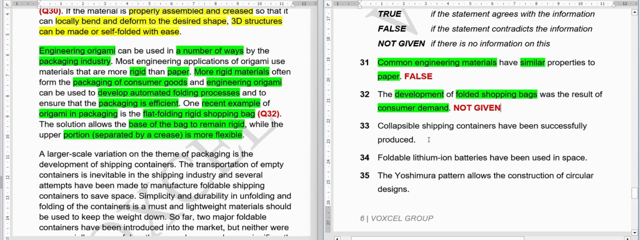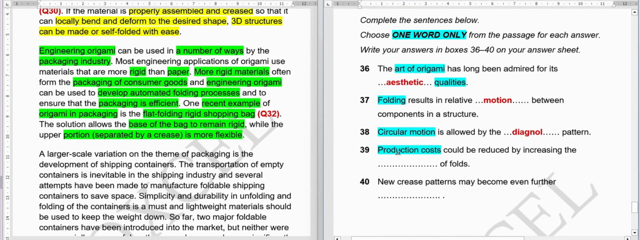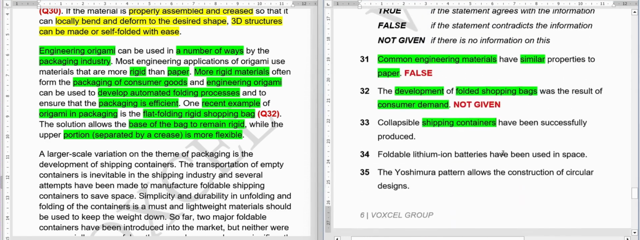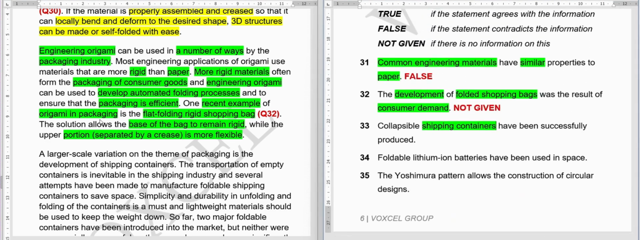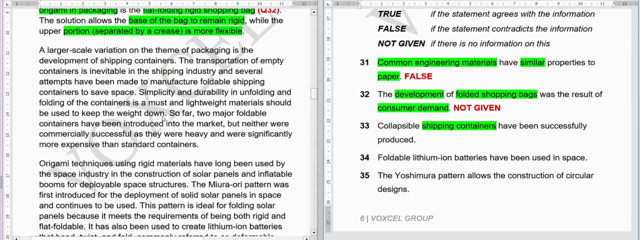Now the 33rd question: collapsible shipping containers. We haven't read anything about shipping containers, so when we read about shipping containers, then we will read this question carefully. Production cost, again we haven't read anything about finance or money or any reason about that. Could be reduced by using, and we haven't read anything about reducing production cost or cost in general. That's why we have said not given, because we do not know the reason for this particular development.